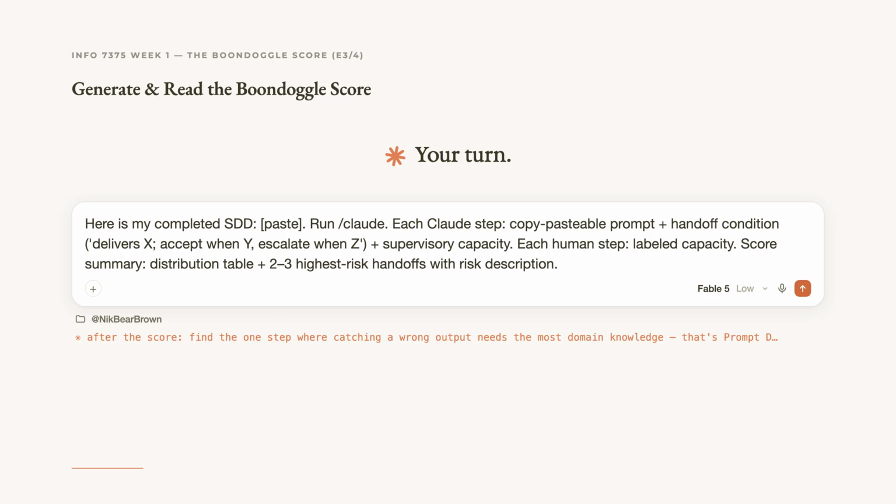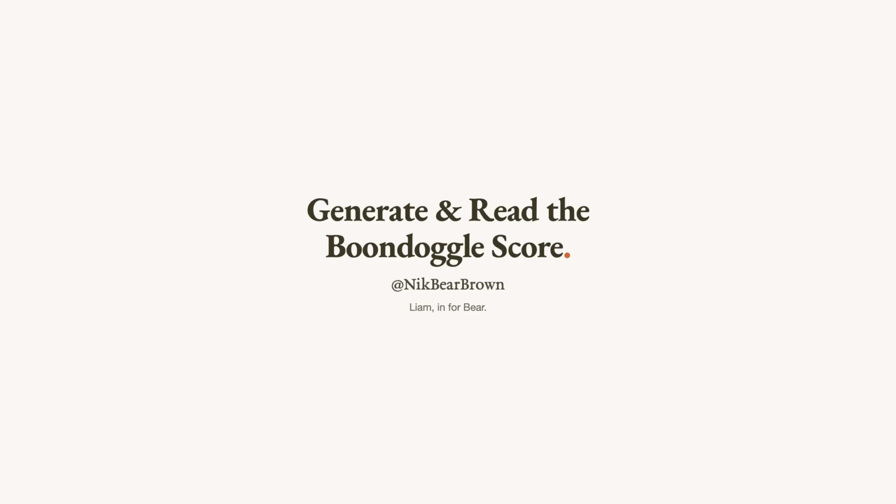After you have the score, do one more thing. Find the one Claude step where the following human verification step needs the most domain knowledge to run correctly. That is the step where a wrong output from Claude is hardest to catch without expertise. Write that step down by name. That is your prompt de-anchor for episode 4. You will need it. Generate and read the Boondoggle score.